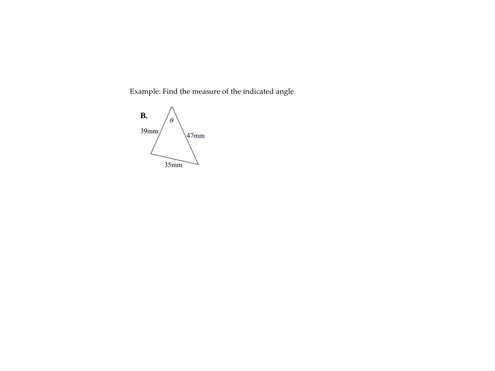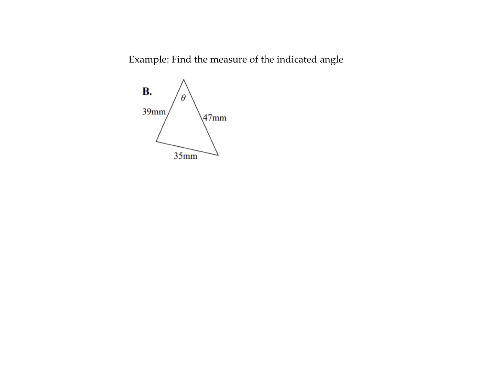In this example, we want the measure of a missing angle. So let's again label letters. Just call it A, B, C. I want angle A. So it's going to be cosine of A is the other two sides squared minus A squared, over 2 times the other two sides.